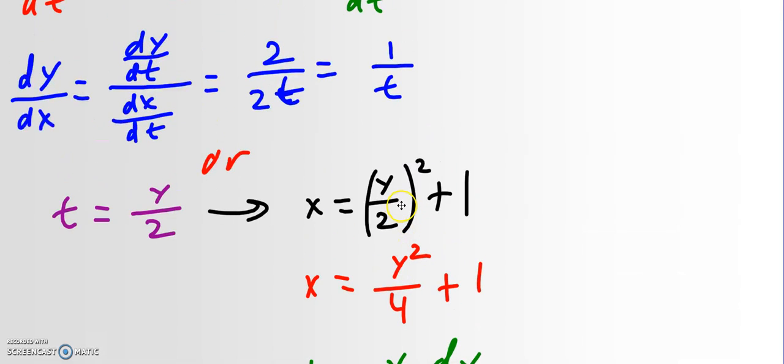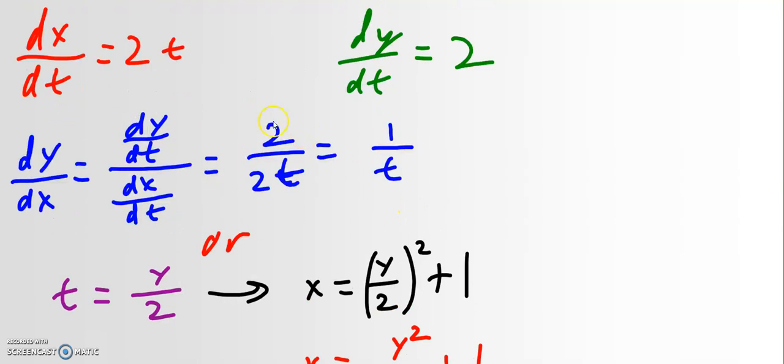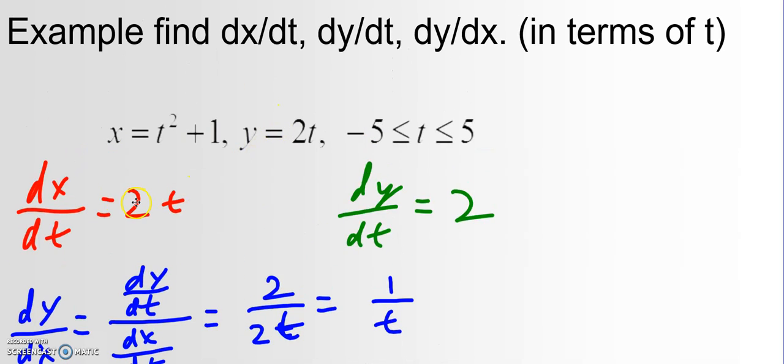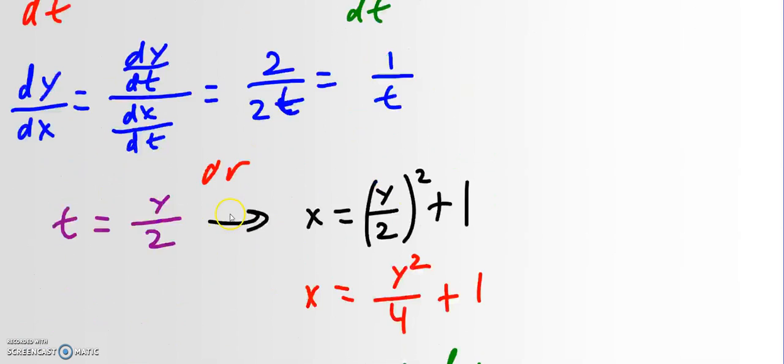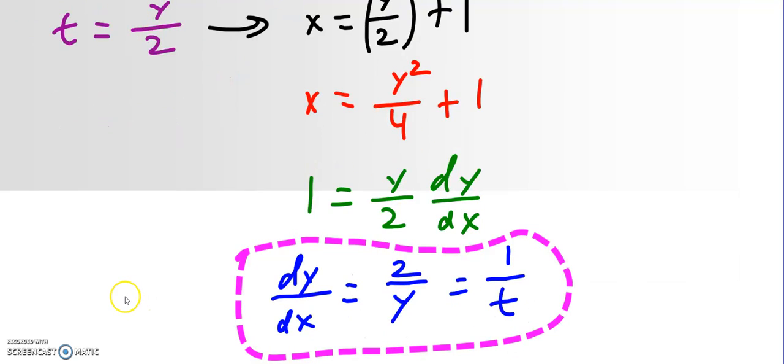So again, it's just showing us that there are multiple ways. It's not like there's a ton in this case, but there's multiple ways in which we can find dy/dx from a set of parametric equations. We can use dx/dt and dy/dt, or we can convert to a rectangular equation and take the derivative with respect to x.